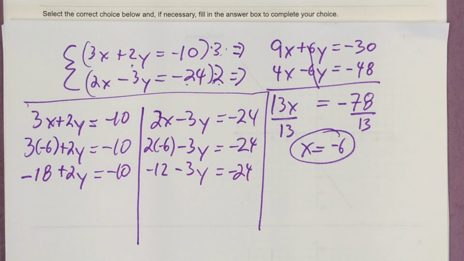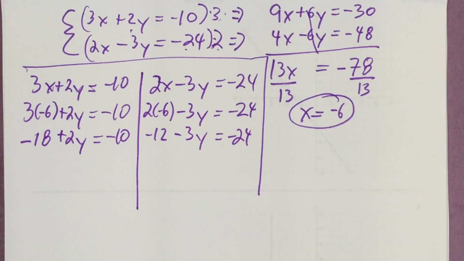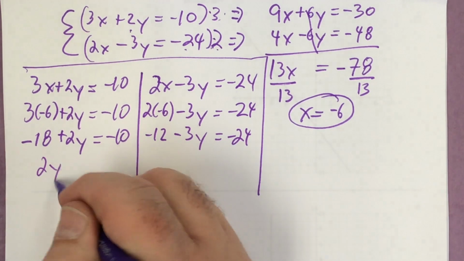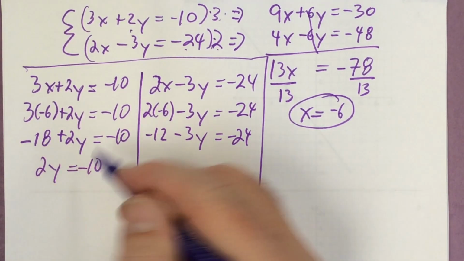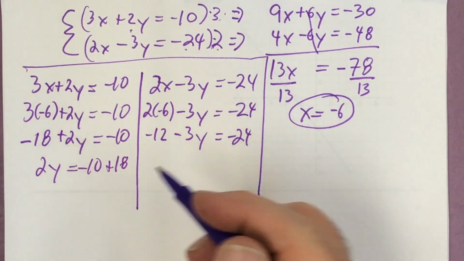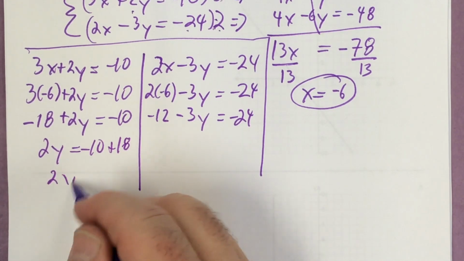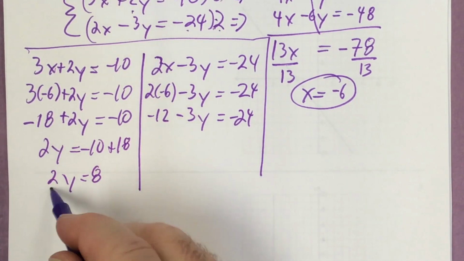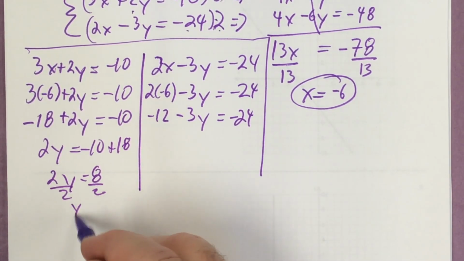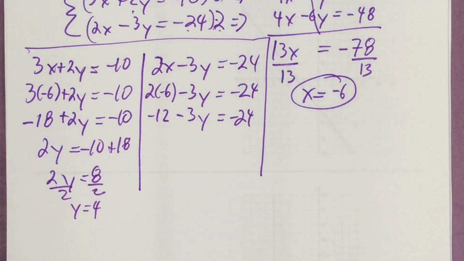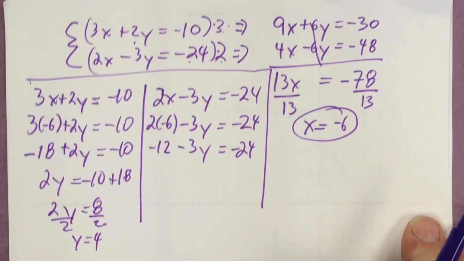I'm going to just continue to solve each side now one at a time. I'm going to write this as 2y now equals negative 10. Moving this over, make this plus 18. 2y will equal 8. And if I divide both sides by 2, y is going to equal 4. Trying to make sure I'm showing all this work here.